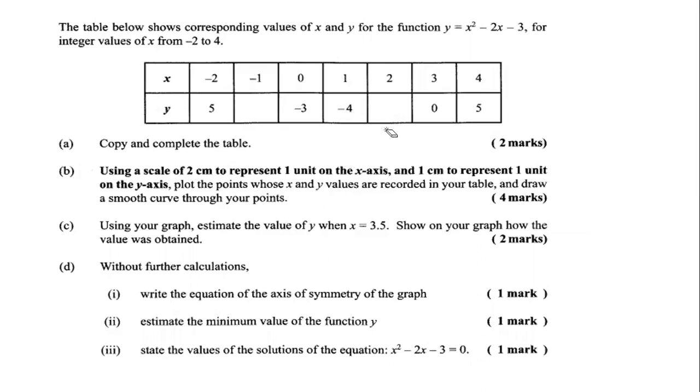I'm saying that most likely they could give you the table for you to complete. Then after you complete that, they will give you the graph paper to plot it on, and they ask you for the same questions we were doing a while ago: the equation of axis of symmetry, the minimum value, the values of x. All right, so we can skip this. Can we skip it?